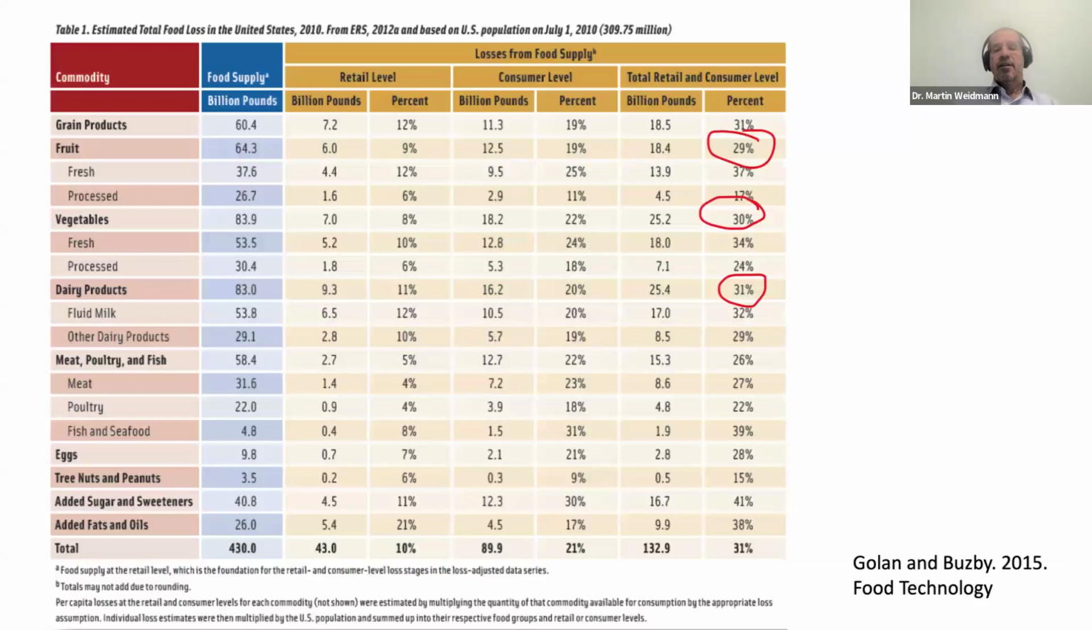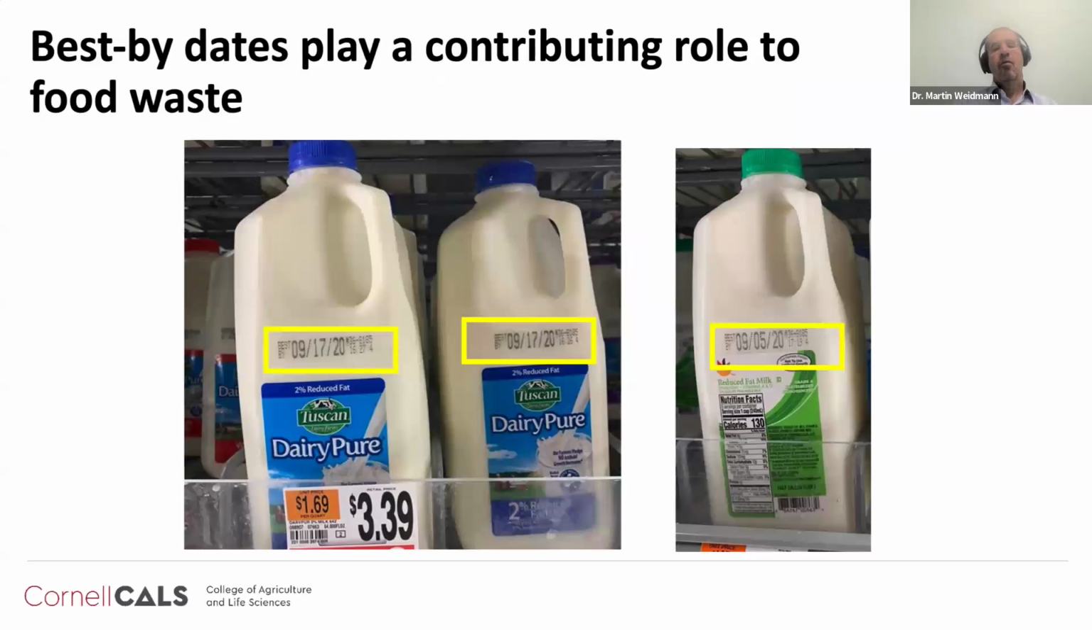Another way of looking at that is the loss within each category. And you can see here, dairy products, 31% of products produced are lost, fruit, about 30%, vegetable, about 30%. So the numbers always come back to this about 30% value. Now, one important concept that I want to introduce right now is the idea of best by dates.